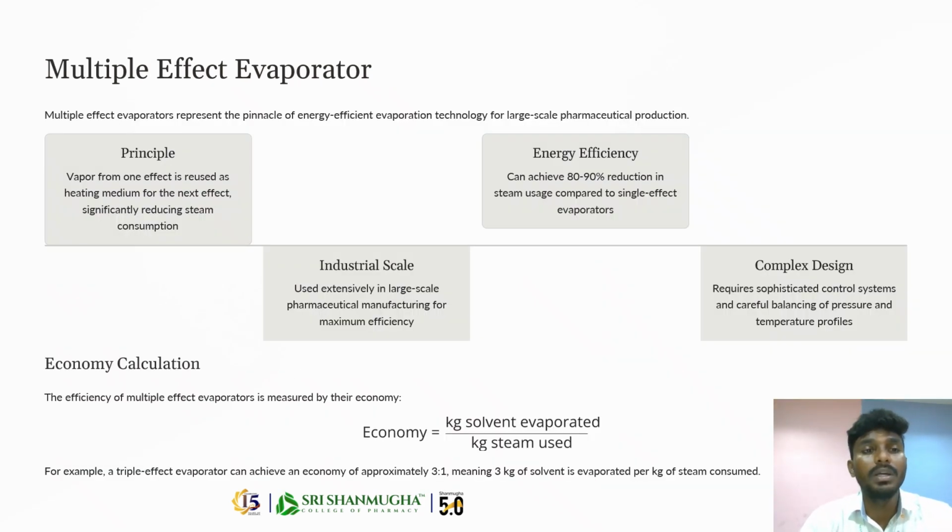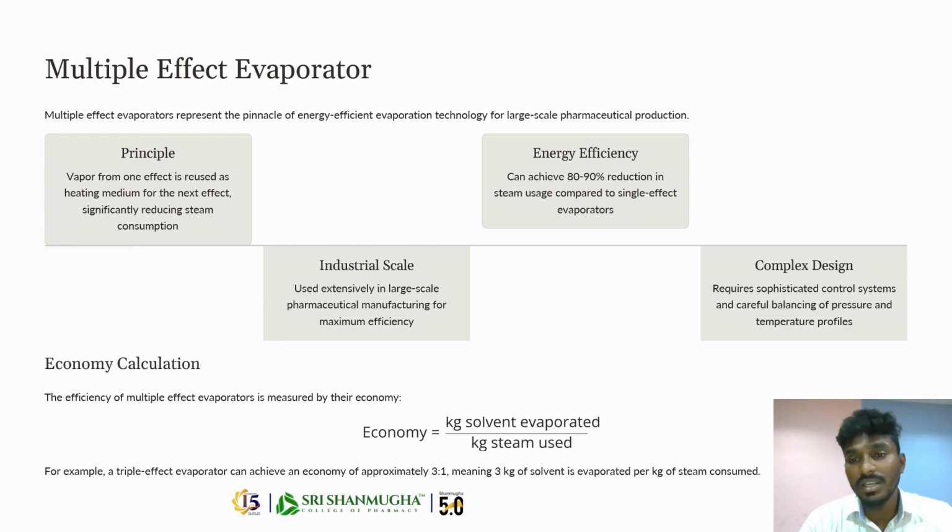Another instrument, the multiple effect evaporator. The multiple effect evaporator represents the pinnacle of energy efficient evaporation technology for large scale pharmaceutical production. The first principle is that vapor from one effect is reused as the heating medium for the next effect, significantly reducing steam consumption. The second one is energy efficiency, which can achieve an 80 to 90% reduction in steam usage compared to single effect evaporators. The third one is industrial scale, used extensively in large scale pharmaceutical manufacturing for maximum efficiency.